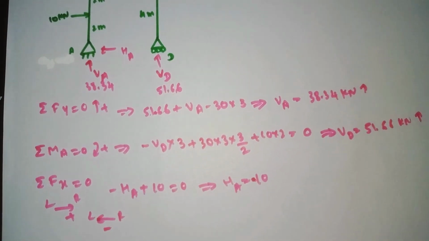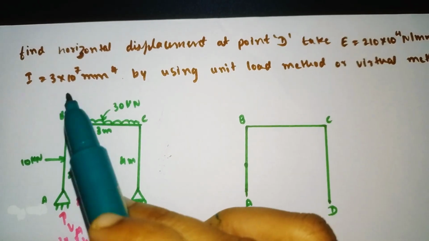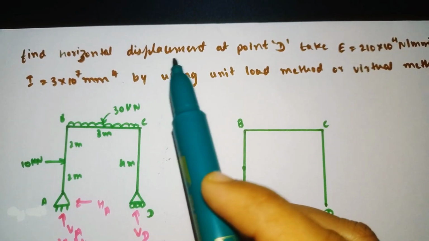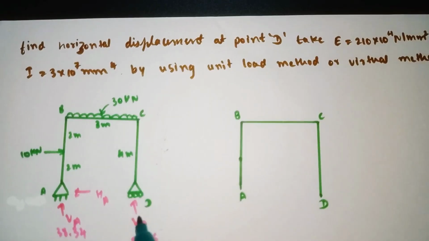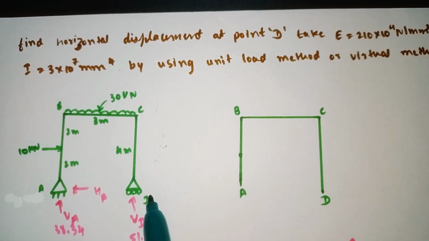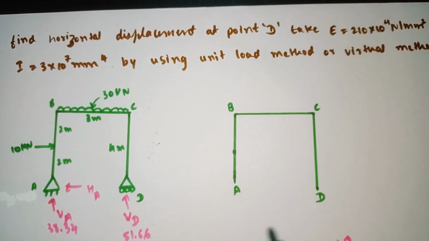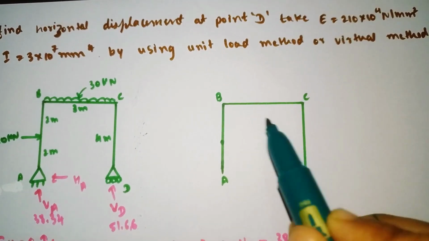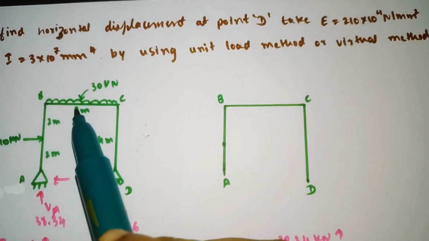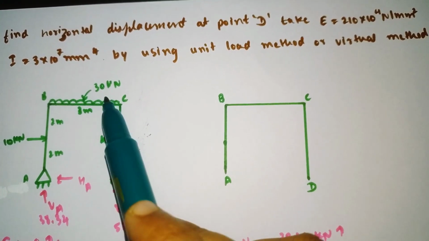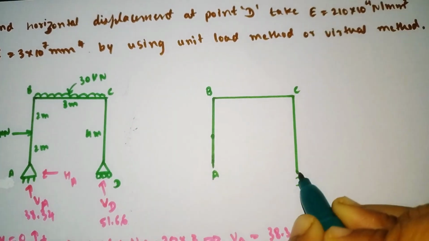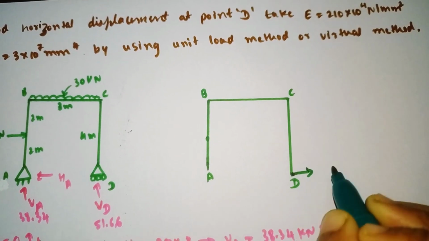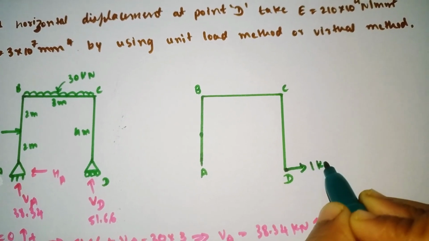So next what we have to do is find the horizontal displacement at joint B. So it means at joint B we need to find the horizontal displacement. For that we need to first remove all the external loads. Whatever they have given, it may be 10 kilonewton or 30 kilonewton, we have to remove it. We need to apply a unit load of 1 kilonewton at point D.